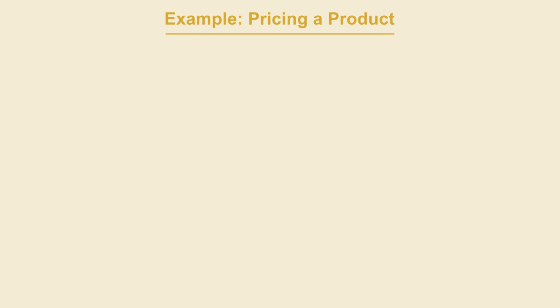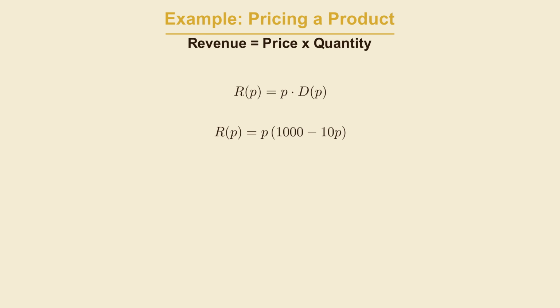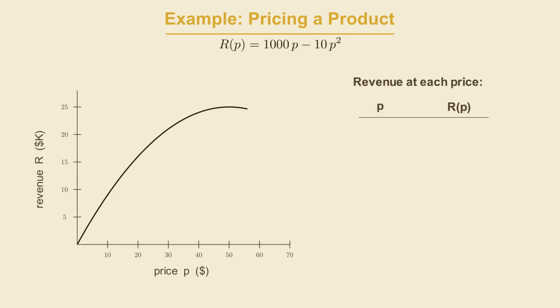Using this, we now can calculate what our revenues are going to be. Revenue is just price times quantity. So revenue as a function of the price is just going to be the price times 1,000 minus 10 times the price, which simplifies to 1,000 times the price minus 10 times the price squared.